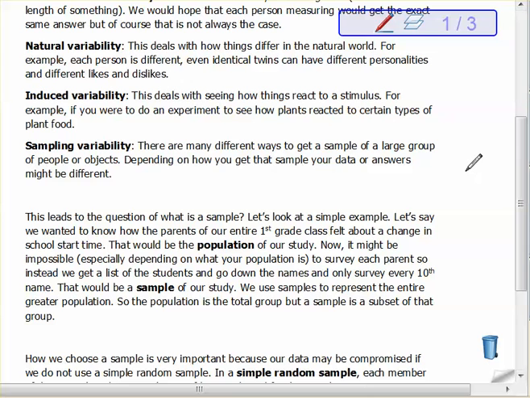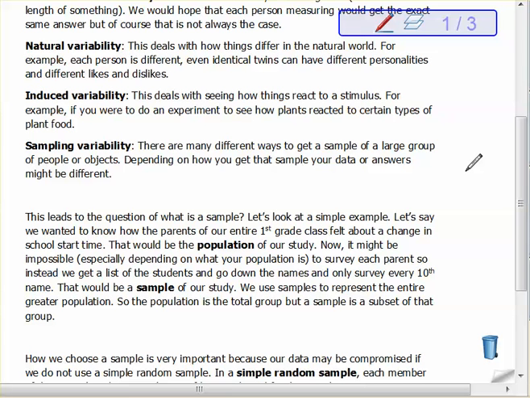Then we have, lastly, what's called sampling variability. And sampling variability is really important because how you get a sample of your items or your people or whatever it is that you're experimenting or surveying can make a huge difference as to how your data comes out. We're going to be talking about samples and populations here, so you'll get a better idea of what that is. But it really depends on how you sample, because there could be a big difference there. That would be your sampling variability.